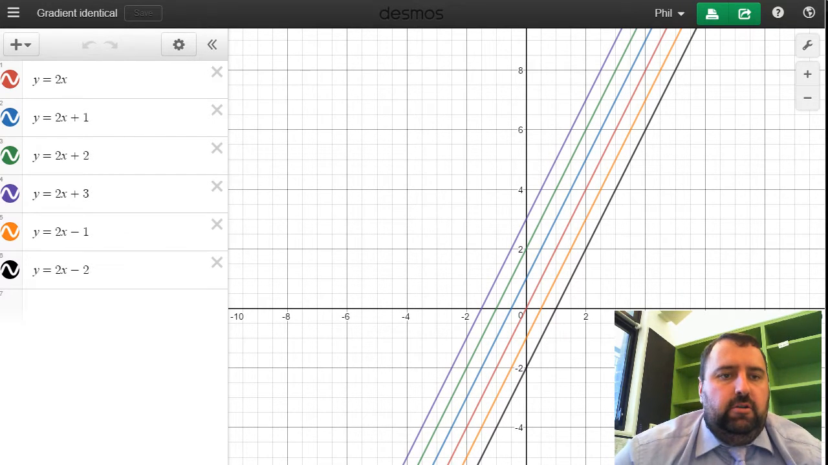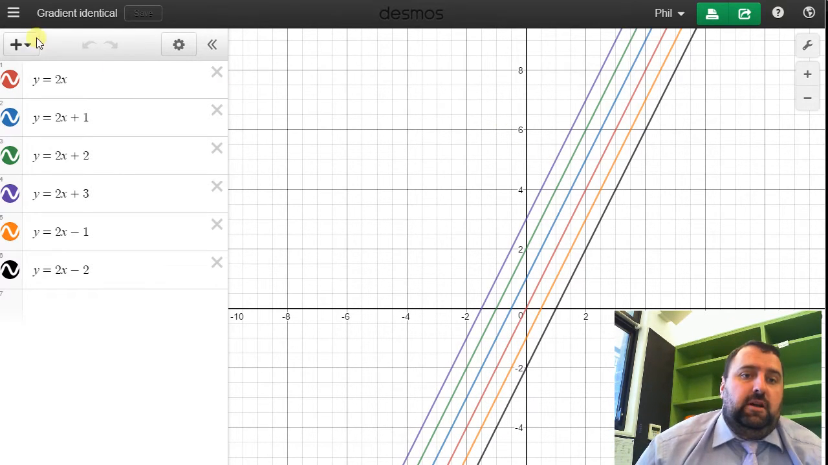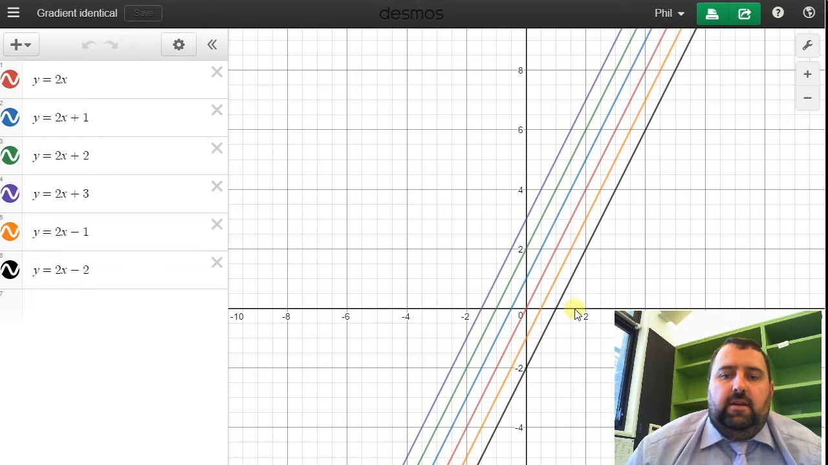Okay, so to answer those questions, for those of you who figured it out, or were smart enough to look up in the top left-hand corner, you would have realised that in this case the slope of each one was identical, which also means that the gradient is identical. Okay, so these ones all had the same gradient.